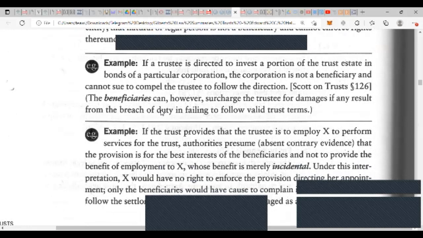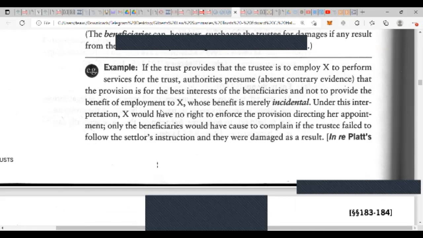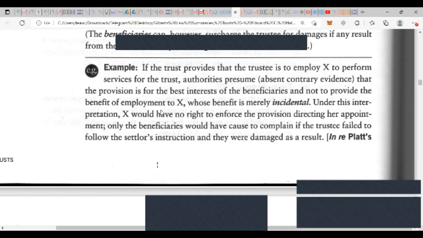Scott on Trusts, section 126. The beneficiaries can, however, surcharge the trustee for damages, if any, resulting from the breach of duty in failing to follow the valid trust terms. Example, if the trust provides that the trustee is to employ X to perform services for the trust, authorities presume, absent contrary evidence, that the provision is for the best interest of the beneficiaries and not to provide the benefit of employment to X, whose benefit is merely incidental.